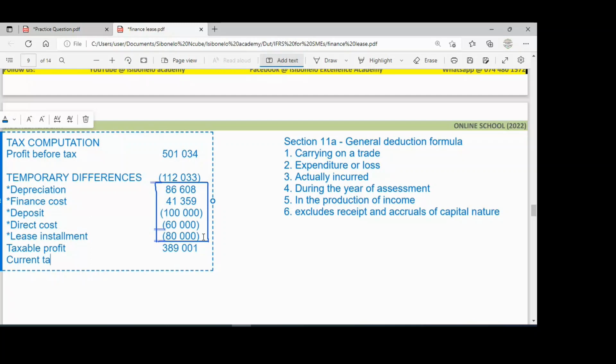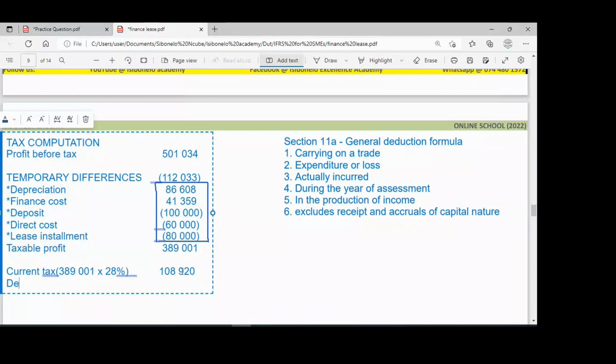Let's see whether you can now calculate current tax. So current tax: you take the taxable profit and multiply by the tax rate. So 389,001 times 28%. How much is the current tax? 108,920. So that is the current tax there.